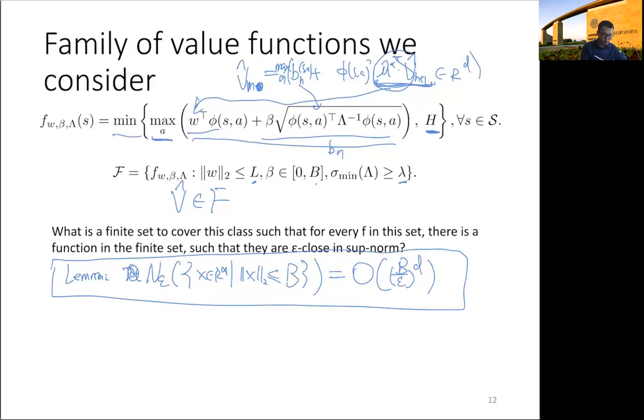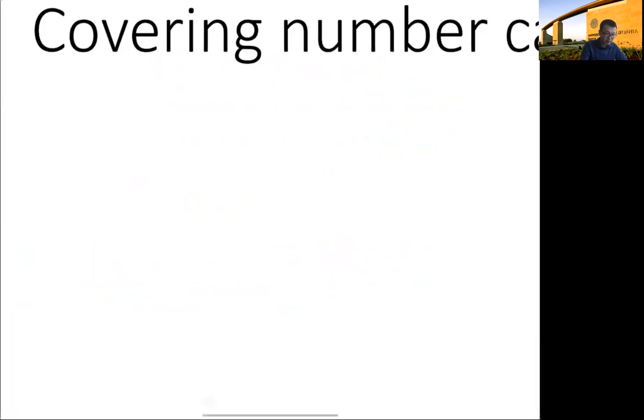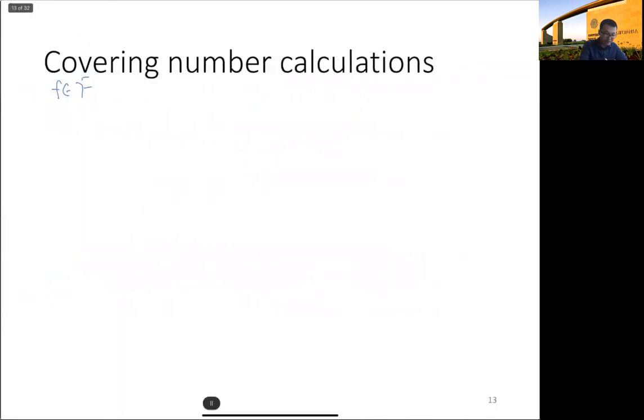Okay, so now I'm going to try applying this and derive the covering number for this function class. Let's see if I have that page over here. So let's consider a given function f inside the aforementioned function class that is specified by W, beta, and lambda, and let's say that we also have a cover set, where f hat is in this discretized set of f of epsilon.